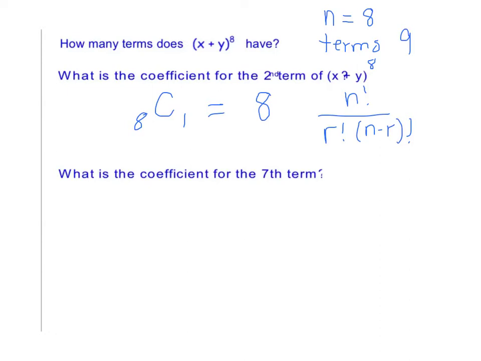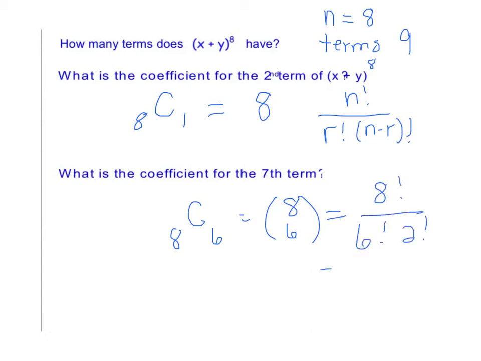So what is the coefficient for the 7th term? Well, the 7th term is the second to the end, so this would be the combination of 8 terms, right? x plus y to the 8th, and then subtract 1 from the term number, that would be 8, 6. So that would look like 8 factorial over 6 factorial, 2 factorial, which would be 8 times 7 over 2, which is 28.